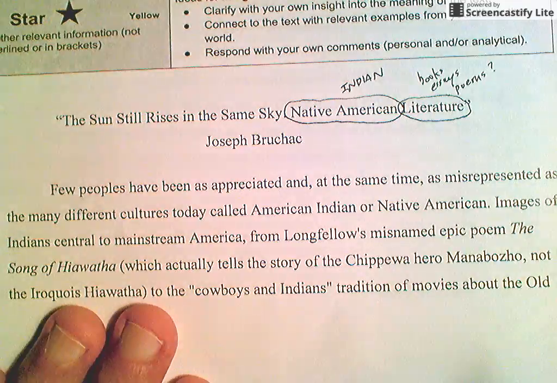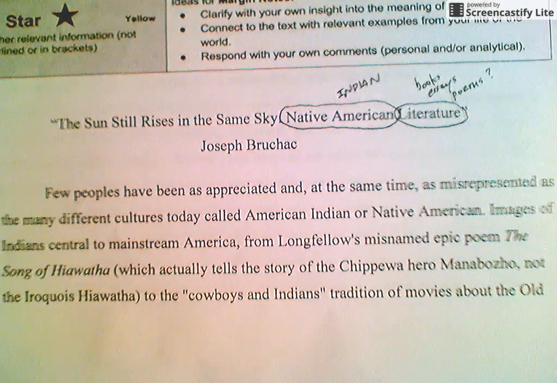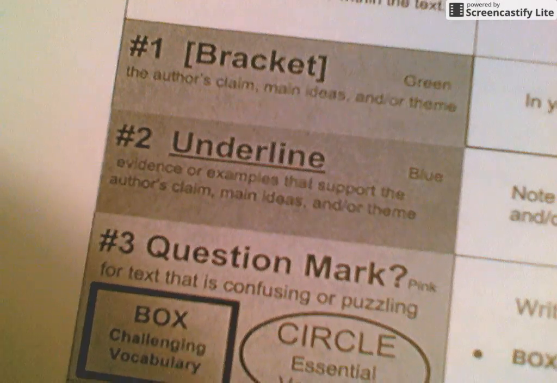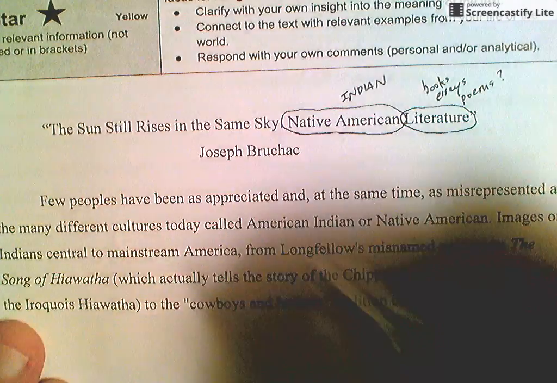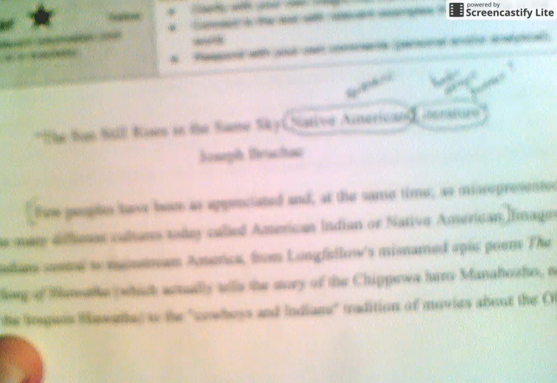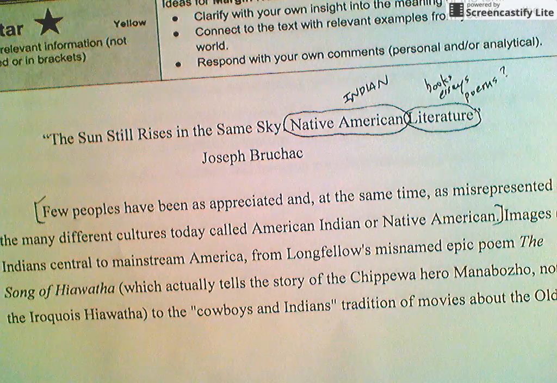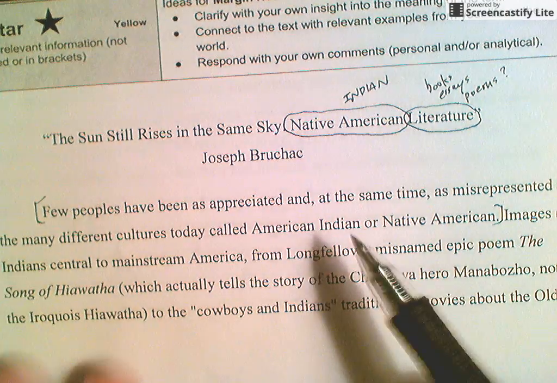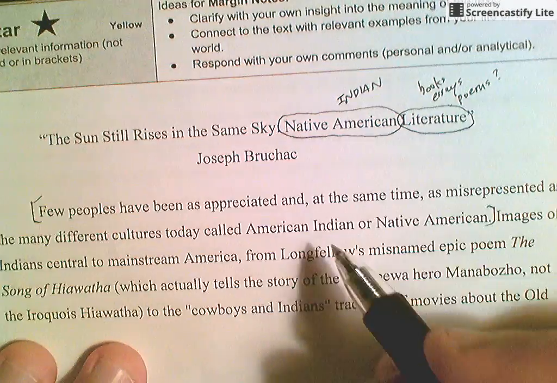And you know what? I'm going to cheat a little bit. I've read the rest of this article, you guys. So what I'm going to let you know is this is going to be the actual main claim or main idea. It does happen to be in the first sentence. And this is the best sentence for that main claim in this article. So I want you to put a bracket around it. But we're not done yet. What we need to do is we need to decide what this means.